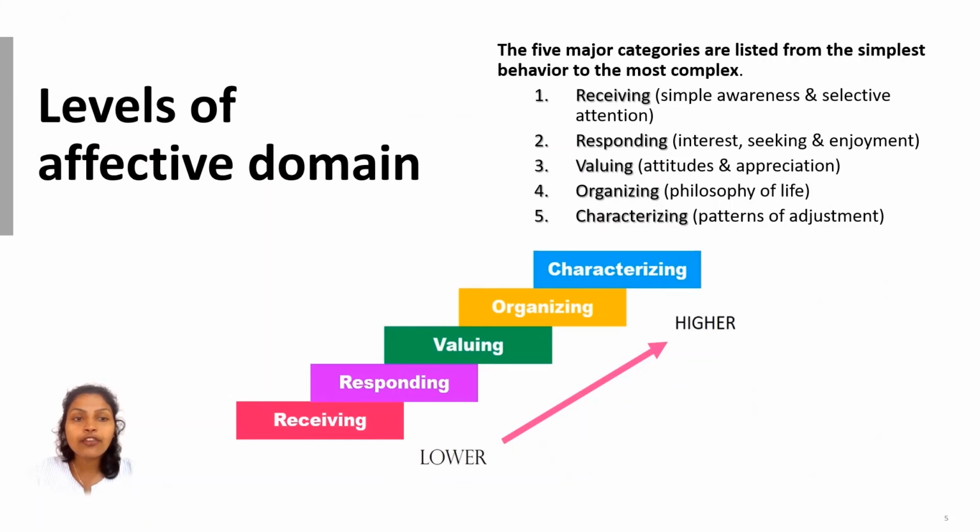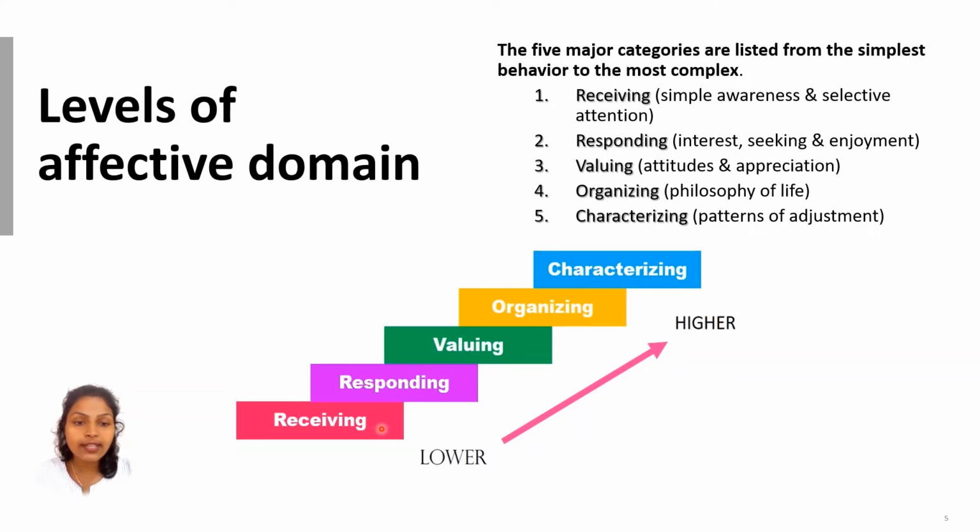This is the levels of affective domain. There are 5 major categories listed from simple behavior to the most complex. You can see here receiving, responding, valuing, organizing and characterizing.